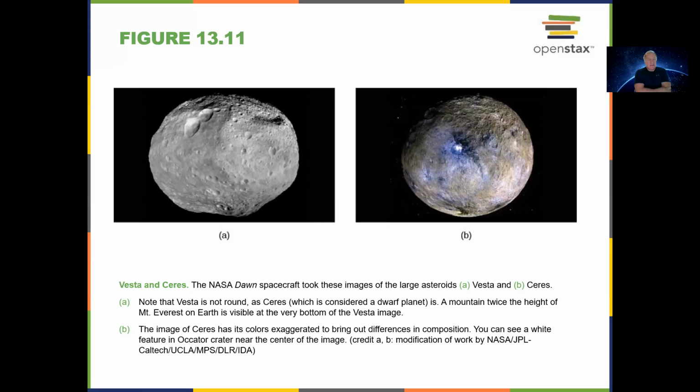Here we see Vesta and Ceres, and the NASA Dawn spacecraft took these images of the large asteroid Vesta and Ceres, A and B. Note that Vesta is not as round as Ceres, which is considered a dwarf planet. And a mountain twice the height of Mount Everest on Earth is visible at the very bottom of Vesta. The image of Ceres has its colors exaggerated to bring out the differences in composition. And you can see a white feature in one of the craters near the center of the image.